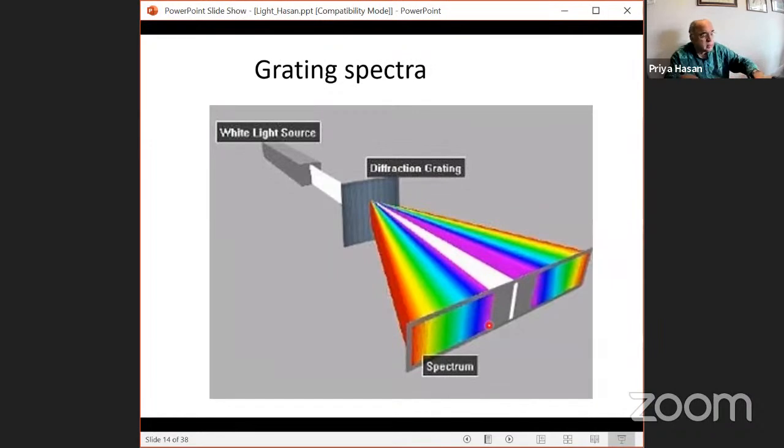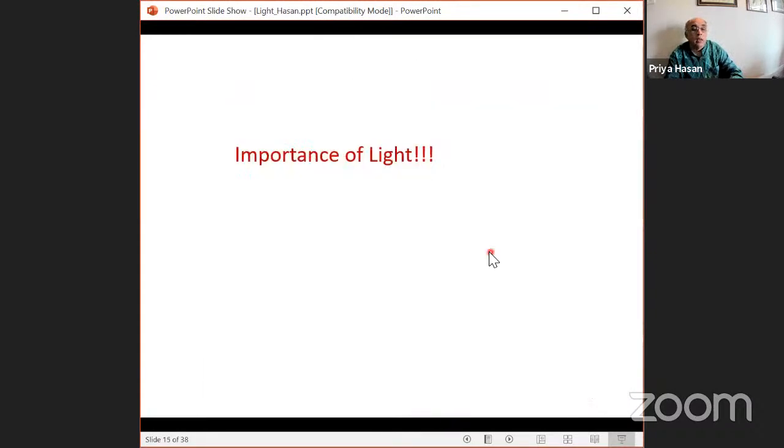And what is happening is this white light is made up of many components. And as it goes from one medium to another, the different wavelengths of light get dispersed by different amounts, and hence it breaks up into a spectrum. We should see this as we proceed ahead.